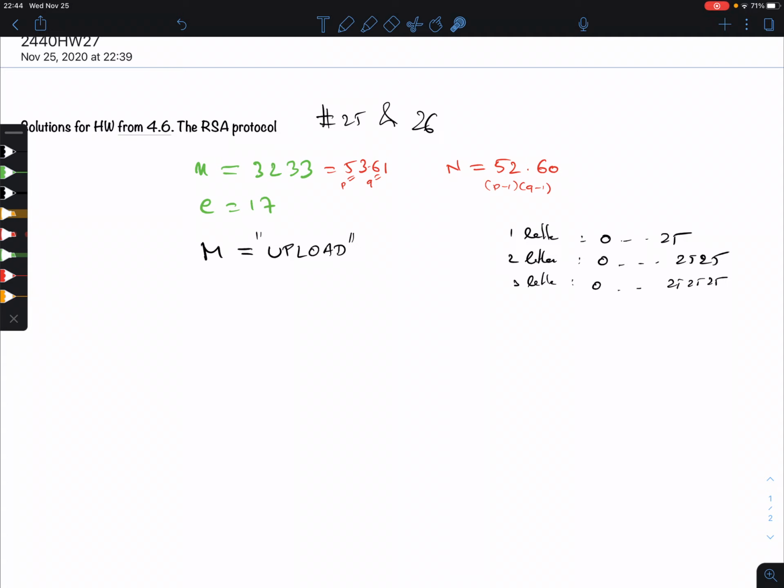So that's explained a bit more in the book. I didn't pay that much attention to it, because for us it is really just numbers that we transmit. But if you really want to do letters, then that's what you have to do. So in other words, you can do two letters. So we have to break this down into 3 blocks of 2 letters: UP, LO, and AD.